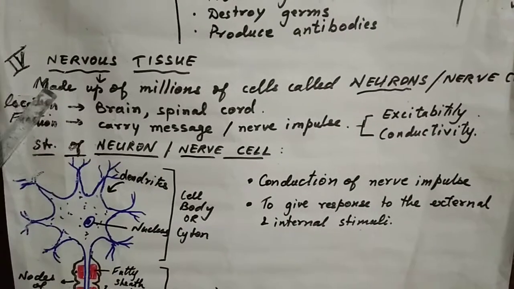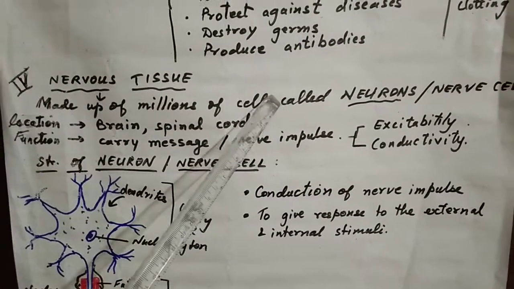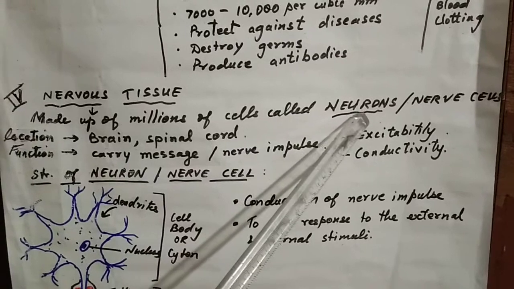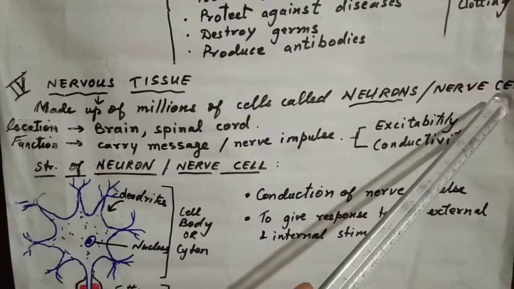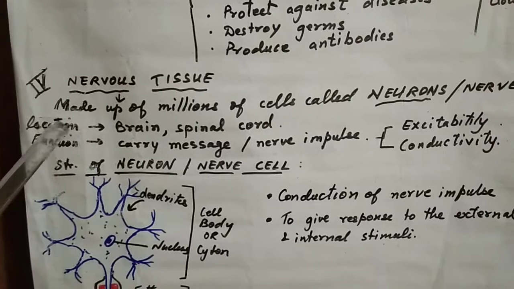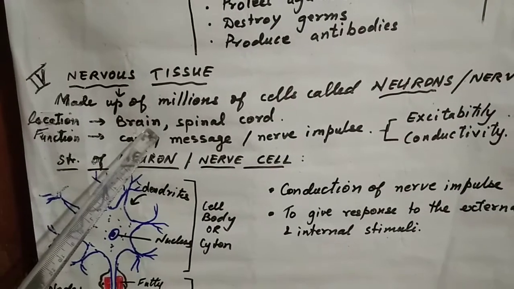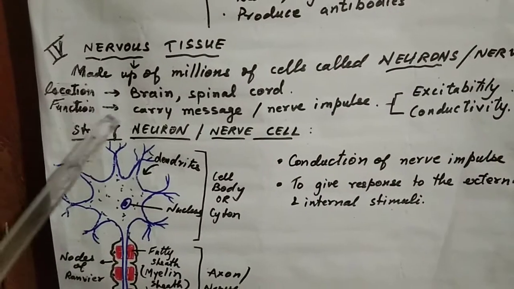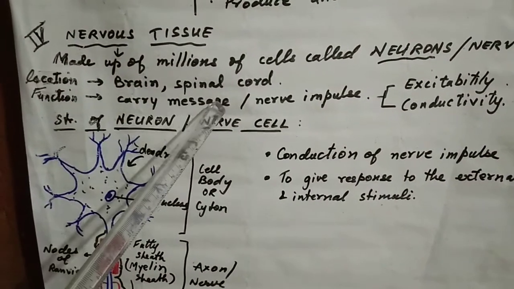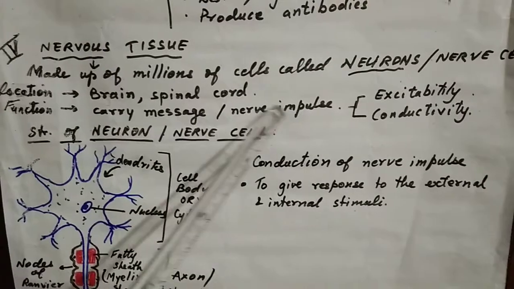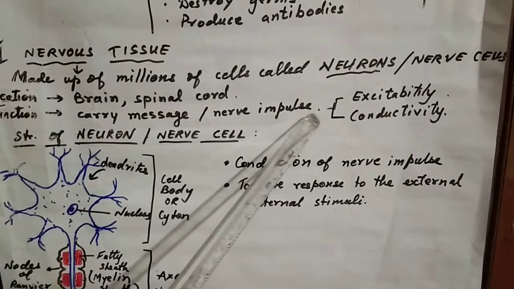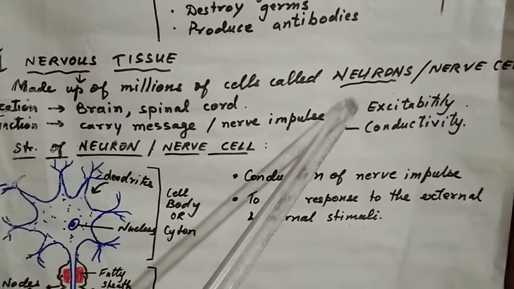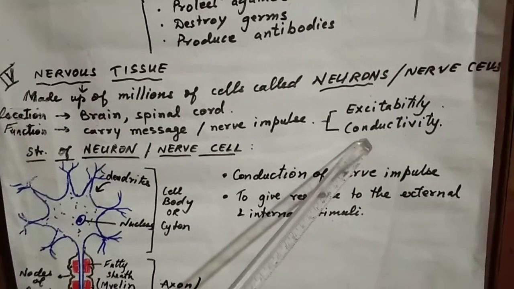The next tissue is nervous tissue. This nervous tissue is made up of millions of cells called neurons. We also call them nerve cells. Where are these neurons located? They are generally found in the brain and spinal cord. The main function of this neuron is to carry the message, in the form of nerve impulse. They show excitability and conductivity.